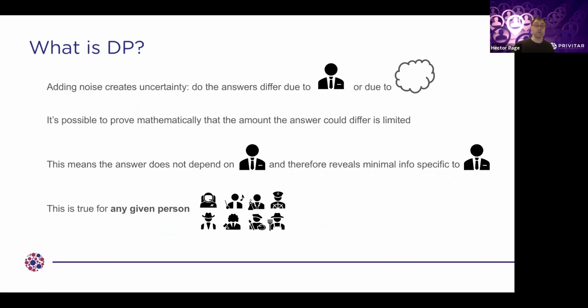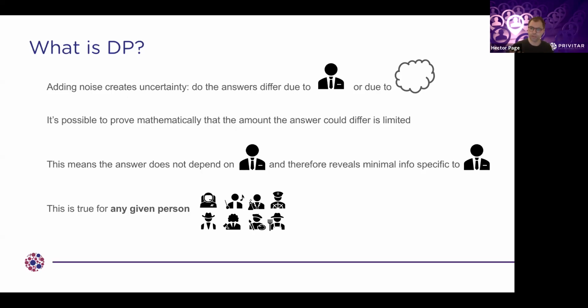Why do we want this differentially private statement, this differential between our real and hypothetical situation? Well, the point is, as I said, adding noise creates uncertainty. So you wouldn't know between these two situations, the real and the hypothetical, whether the answer was different due to Bob's presence or absence, or due to the noise you added. And in fact, DP is the mathematical statement that the amount the answer could differ is limited.